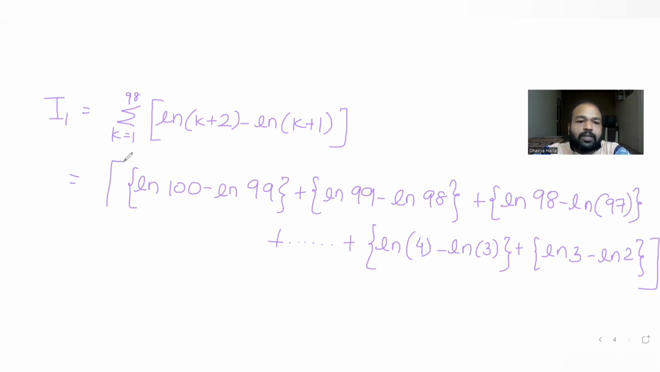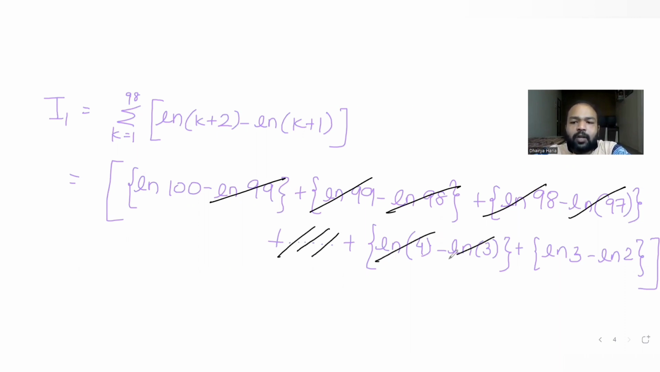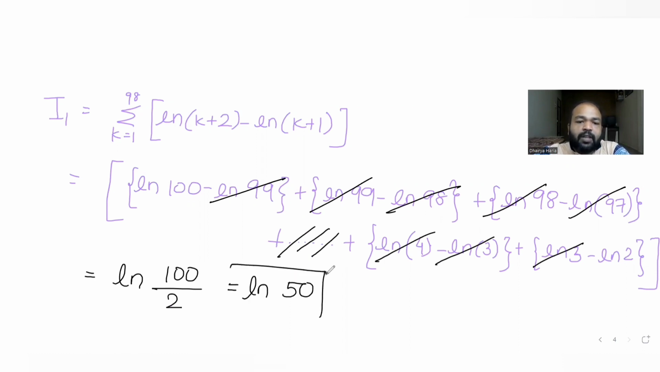Now, let's try to solve this further. So if I try to solve this, log 99 gets cancelled, 98 gets cancelled, 97 gets cancelled, everything in between gets cancelled. You are just left with log of 100 minus log of 2. That is log of a by b, which is log of 50. So we get the value of I1 turning out natural log of 50. Let's solve for I2.